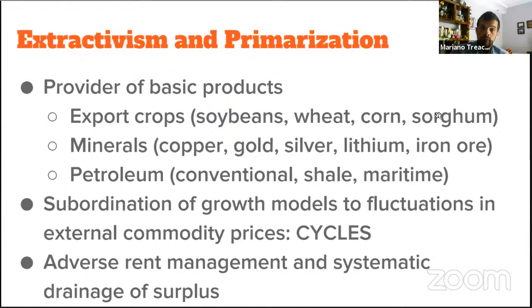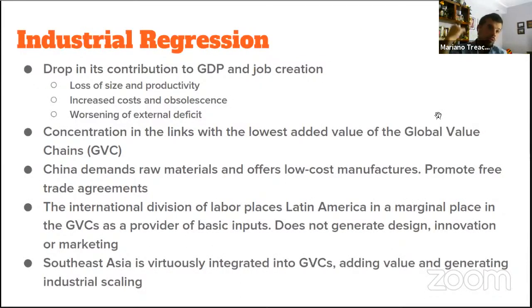This has consequences in the rent management and the drainage of surplus. Then we have this that is constant in the last 30 years, the industrial regression: the drop in the industrial contribution to GDP, the drop in job creation in this industry, the loss of the size of the industry and the productivity indicators, the increased costs and obsolescence of the industry, and the worsening of the external deficit as a consequence of the import of industrial inputs. Then we have this concentration in the links with the lowest added value of the global value chain. We don't get to add much value to these global products.